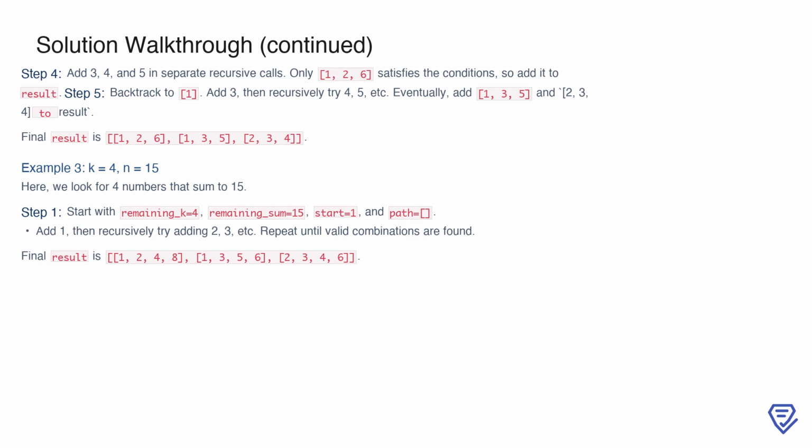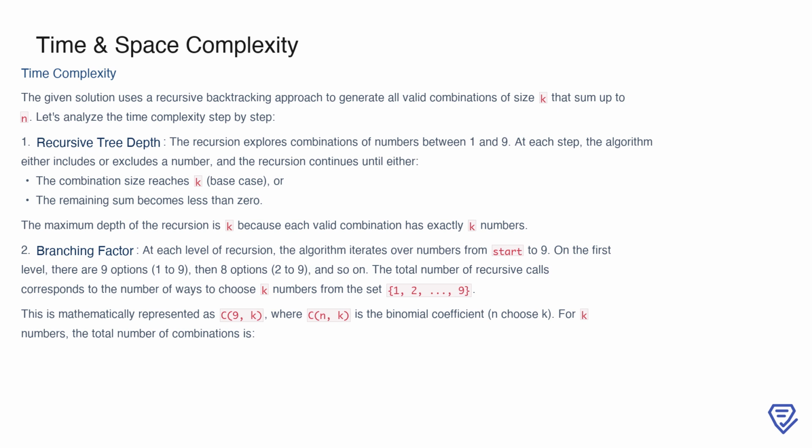To analyze the time complexity of this solution, we start with the recursive backtracking approach. The recursion explores combinations of numbers from 1 to 9. At each step, the algorithm decides whether to include or exclude a number. This process continues until one of two conditions is met, either the combination reaches the desired size, k, or the remaining sum becomes negative, at which point the branch terminates. The maximum depth of this recursion is k since every valid combination must have exactly k numbers.